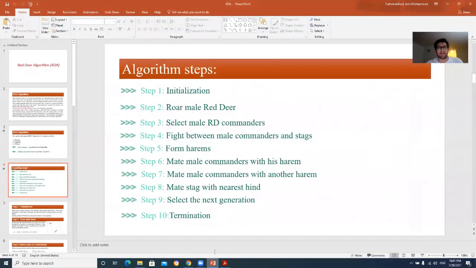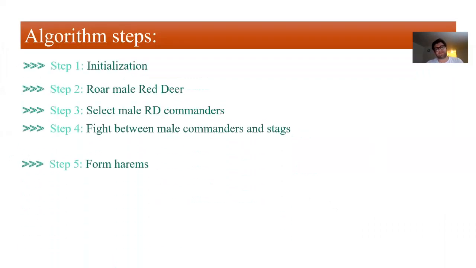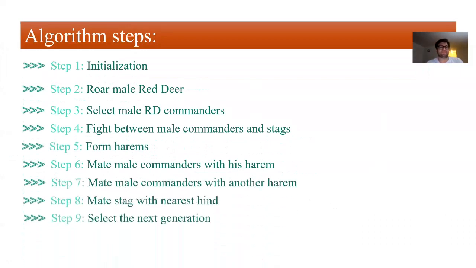Now I think I came back. Yeah, so I discussed the phases, the steps of this algorithm. And the termination is always a number of iterations or a time interval, to check whether the algorithm satisfies this termination or not.